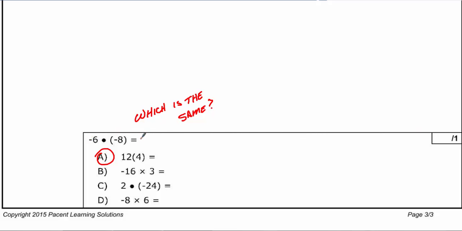A, -6 times a -8, same signs. Anytime you multiply things with same signs, the answer is positive. Here's the only other same sign problem, +12 times +4. These others all have one negative and one positive, so they cannot possibly give the same answer. They each give a negative answer because their signs are different. In this case, it happens to be the opposite of this answer. There are -48s on all of those, so your correct answer was A. All right, so there you go.